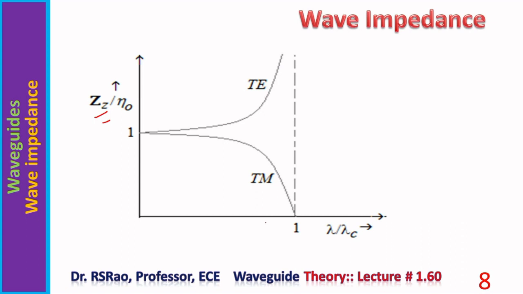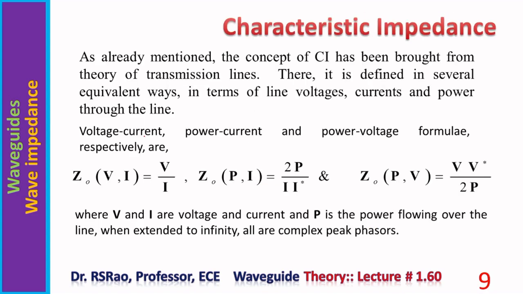For TE, it is decreasing. As frequency is increased further, or wavelength is decreased to lesser and lesser values, TE impedance is falling, TM impedance is rising. Ultimately, they both meet at one point, which is equal to the intrinsic impedance, that is root mu by epsilon. That is about wave impedance.